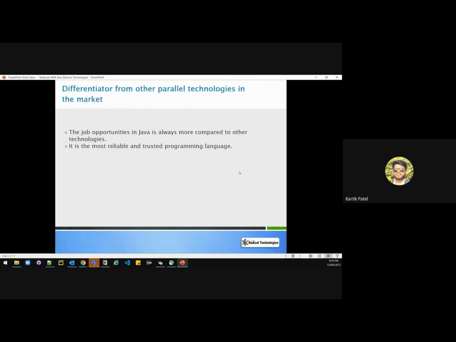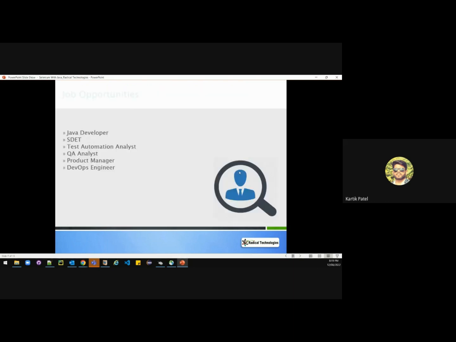I would like to mention the differentiator between Java and other programming languages. Again, I would reiterate the same thing: it is the most trusted, most secure, and most reliable programming language. If you have an understanding of Java, the job opportunities would always be higher in comparison to other programming languages. That is one of its differentiators in the market. What are the job opportunities? If you aspire to be a developer, you could crack an interview as a Java developer.